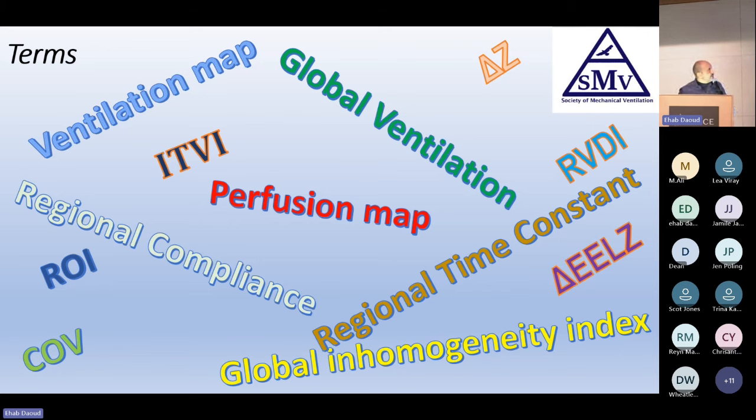But you'll find something called ventilation map, global ventilation, perfusion map, ROI, COV, global inhomogeneity. I'm going to talk about some of those a little bit.